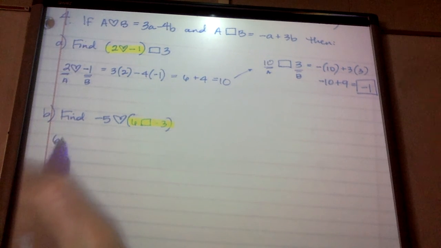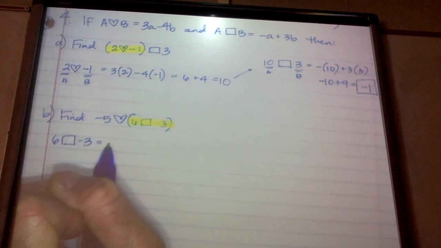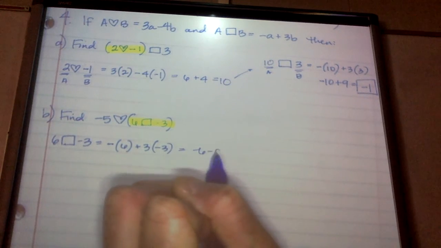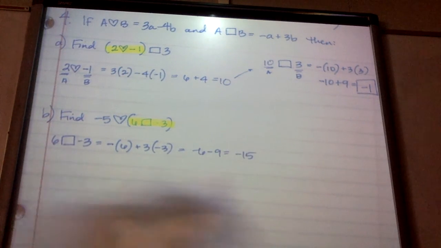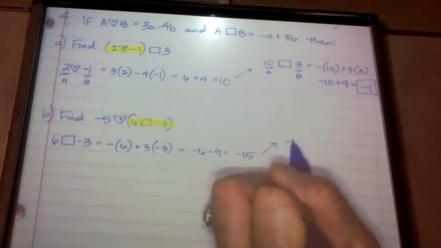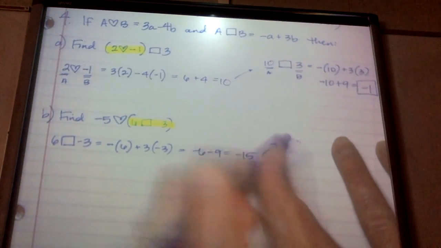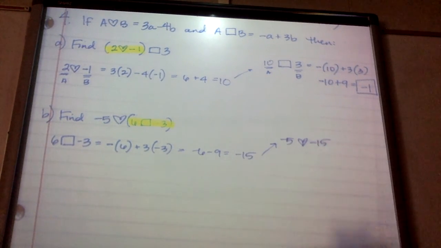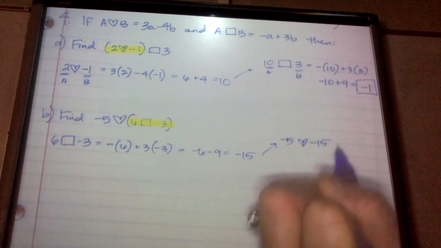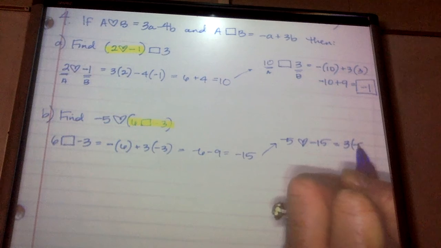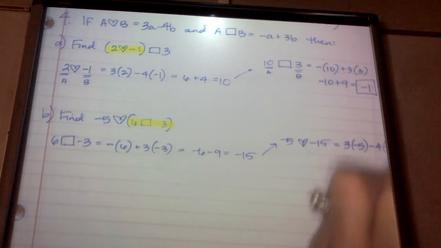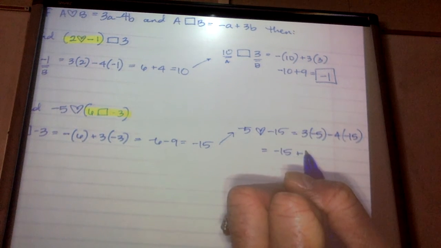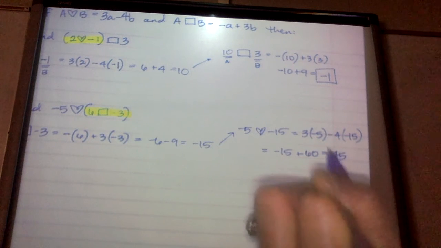So I'm going to start with 6 rectangle, negative 3. So that would be negative 6 plus 3 times b. Negative 6 minus 9 is negative 15. So now I have negative 5, heart, negative 15. So that would equal 3 times negative 5 minus 4 times negative 15, which would give me negative 15 plus 4 times 15, which is 60, which gives me an answer of 45.